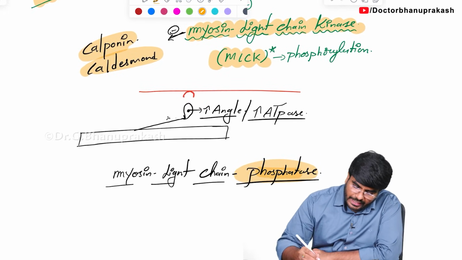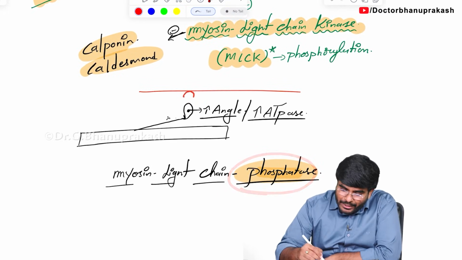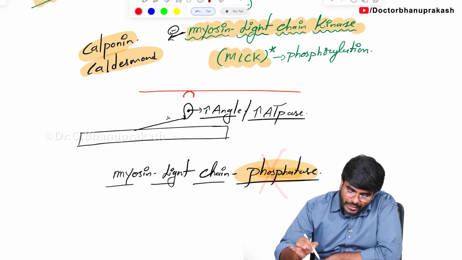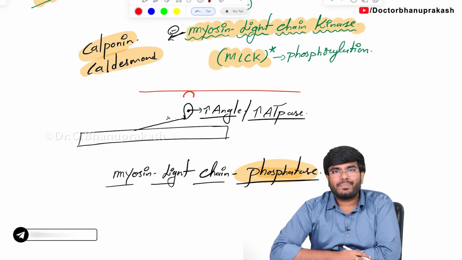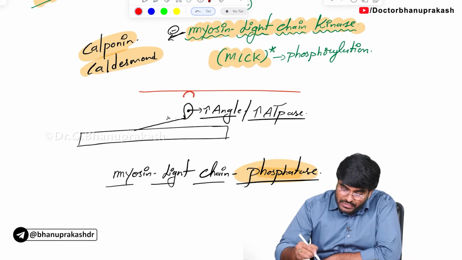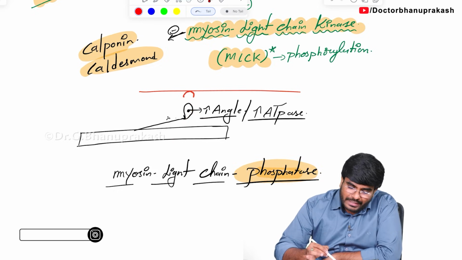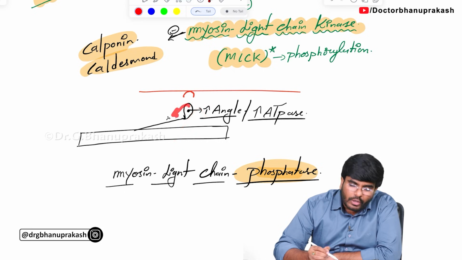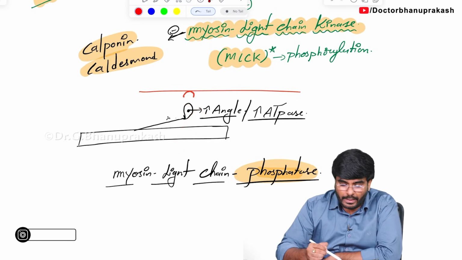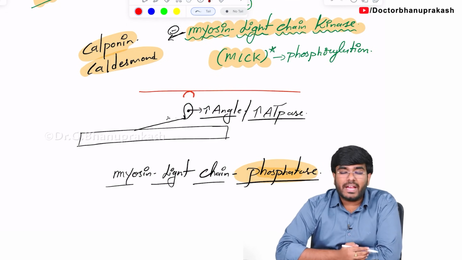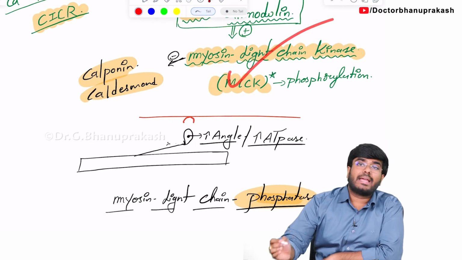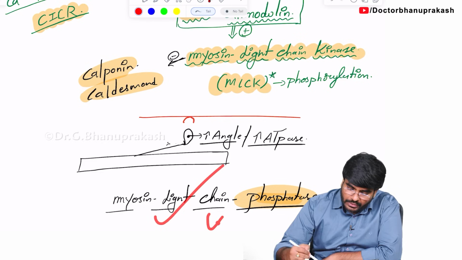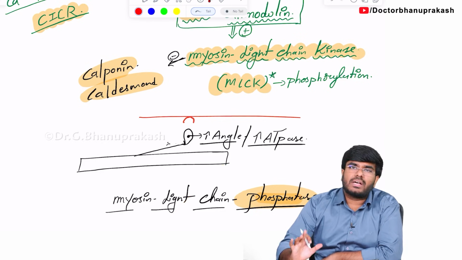Now what is this myosin light chain phosphatase going to do? It is going to dephosphorylate. Kinase does the phosphorylation; this is phosphatase. It causes dephosphorylation so that the angle will go down and the head no longer binds with the active site. So for contraction, you require myosin light chain kinase, and for relaxation, you require myosin light chain phosphatase.